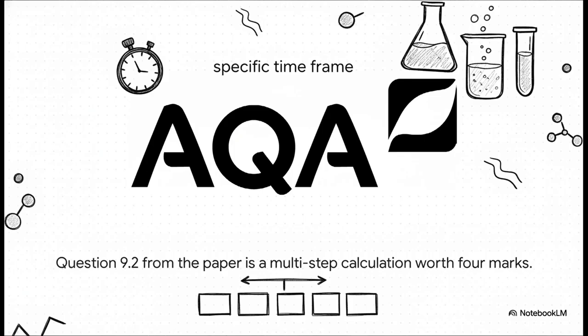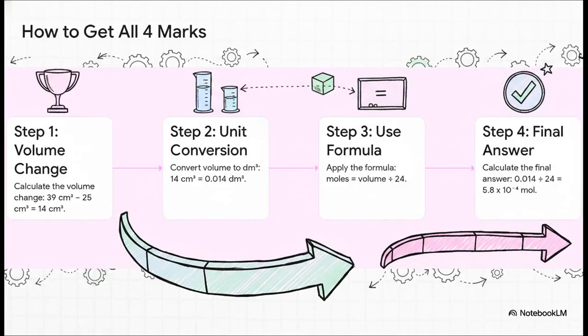But here's the secret. Getting the final number is really only part of the story. And this right here is why your teachers are always telling you to show your working. The mark scheme actually gives you a point for each correct step. You get 1 mark just for calculating the volume change, another for converting the units, a third for using the right formula, and then the final mark for the correct answer. This means, even if you totally mess up the last bit of math, you can still walk away with 3 out of 4 marks just by showing your method.